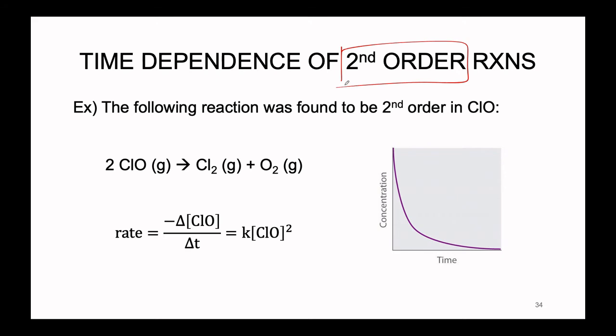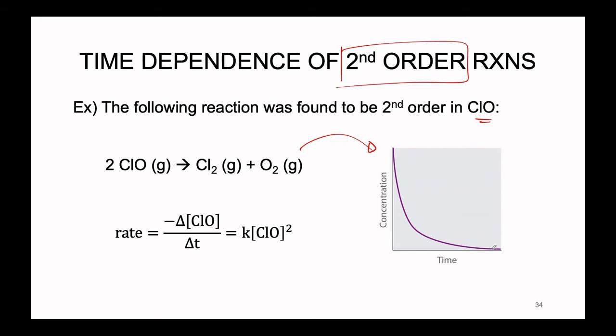Explicitly, the following reaction is found to be second order in our reactant, chlorine monoxide. So we can see that 2 of our chlorine monoxides here are decomposing down into chlorine gas and oxygen gas. And the concentration of our ClO versus time we can see here on the right. So this relationship is not just curved, it is a much steeper curve initially, and it flattens out to a much more extreme degree as time progresses.